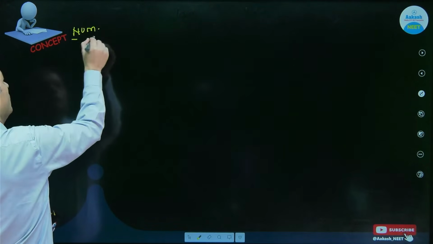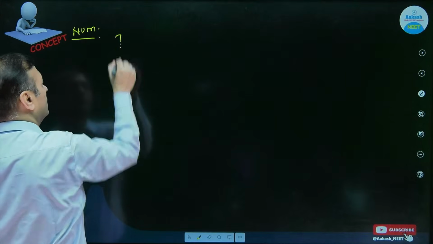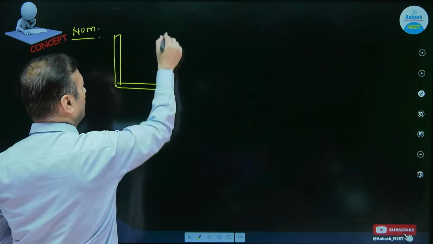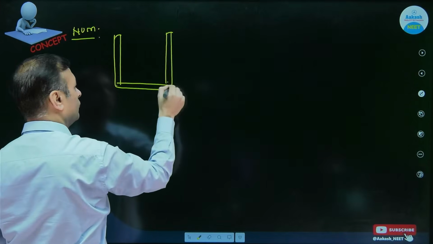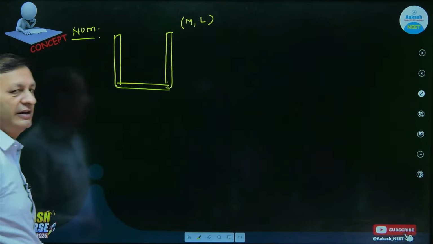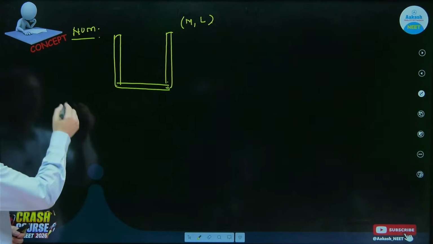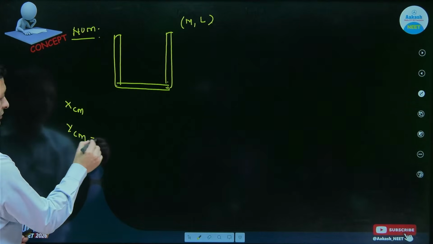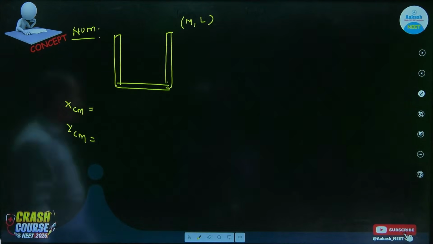Let's move to one more configuration. So 3 rods, each of mass m, length L. Now give me the x coordinate and the y coordinate of the center of mass for this configuration also.